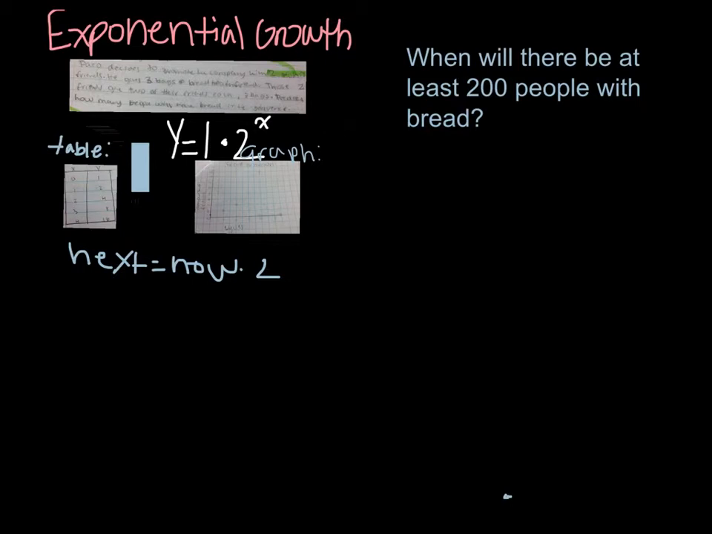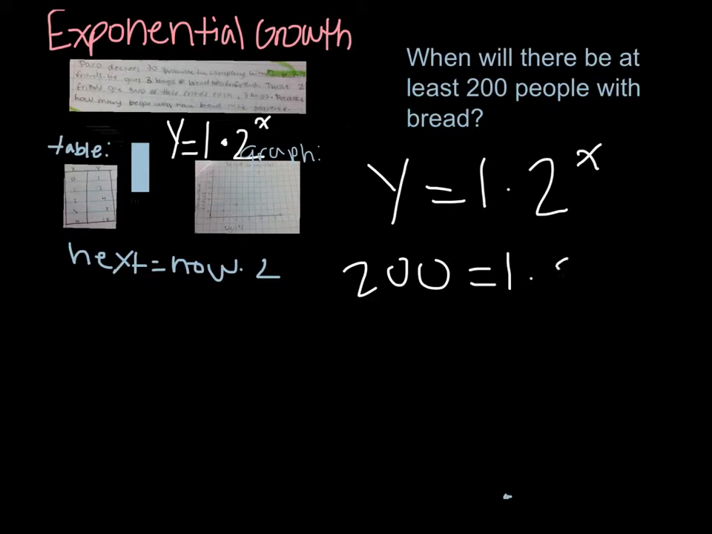The problem reads, when will there be at least 200 people with bread? Notice that this problem is not asking for how much bread is distributed, but how many people have the bread. As shown before, the equation is y equals 1 times 2 to the x. 1 is the starting value, and it is multiplying by 2, which is the growth rate, raised to the x power. We're going to do what we did on the last problem and input the known value into the y. So 200 for y, equals 1 times 2 to the x. We put it into y because it is the output.